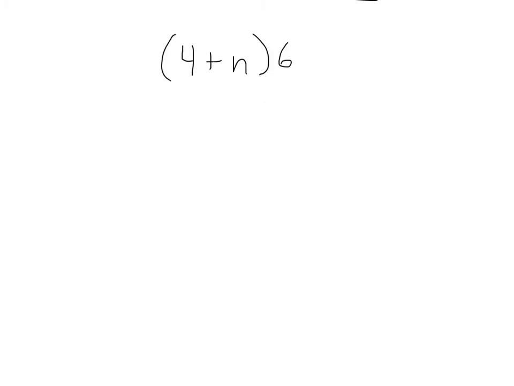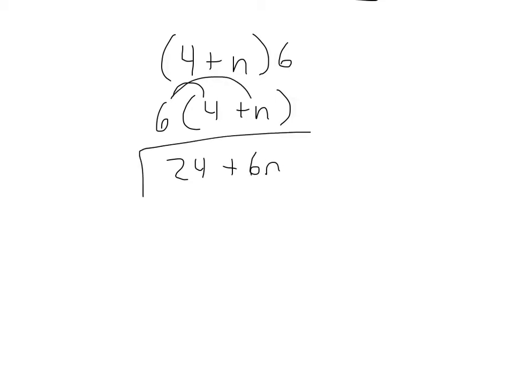What if you were given something like this, though? 6 is on the other side. Well, it actually doesn't matter if the 6 is there or the 6 is here. Now, I will say, generally, you won't see the 6 there. So if I ever see that, I just move it to the other side and rewrite it as 6 times 4 plus n. Okay, and then I say, all right, distributive property, 6 times 4 is 24. 6 times n is 6n. And I'm done. I can't go any further with that.